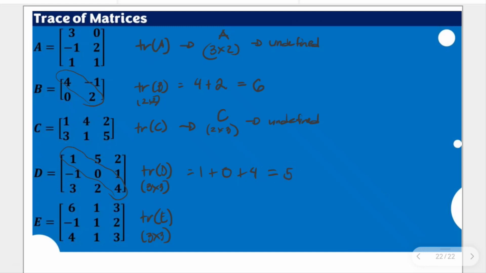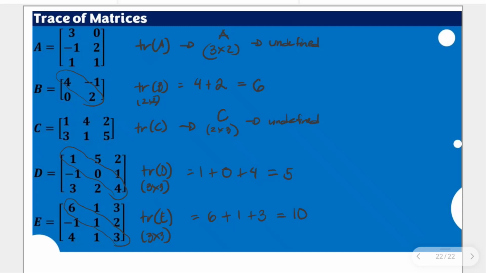So the trace of D is computed as 5. And finally, for the trace of E, you add these entries here. You have 6 plus 1 plus 3. The trace of E is 10. So again, the trace of a matrix is the sum of all the entries in the diagonal, given that the matrix is a square matrix.